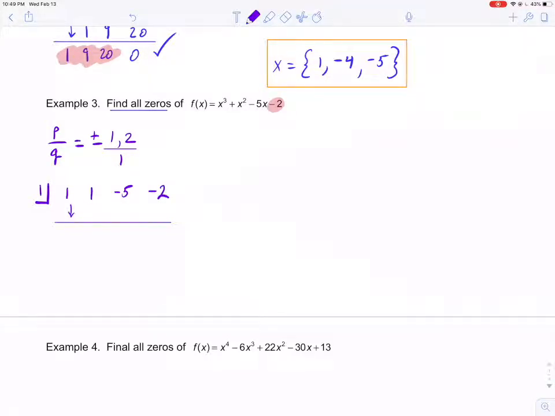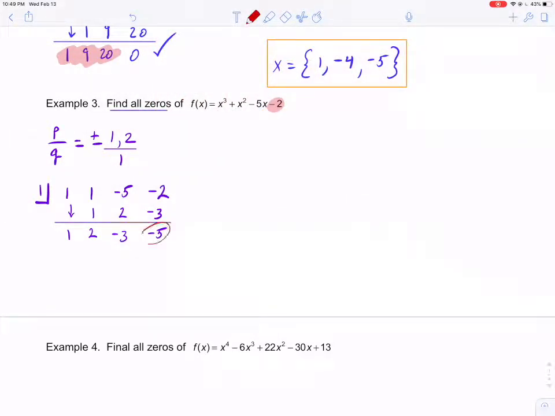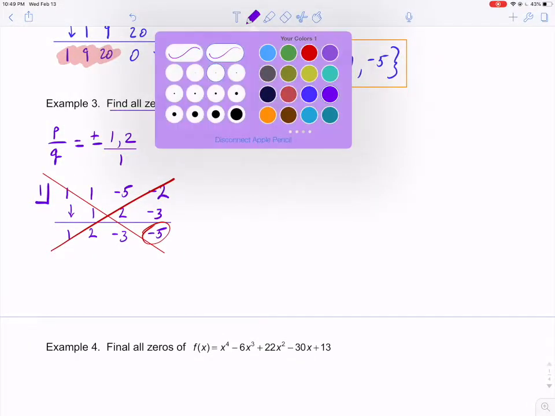So I carry down the 1, I multiply, I get 1, I add, I get 2, multiply, I get 2, I add, I get -3, multiply, I get -3, and add, and I get -5. That doesn't work. I've got a -5 in the remainder position here, so I'm going to trash this work. 1 is not one of my zeros. And I'm going to try again.